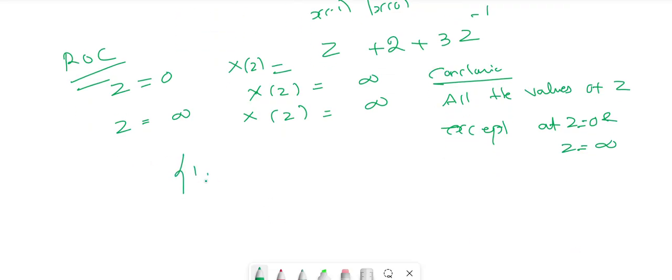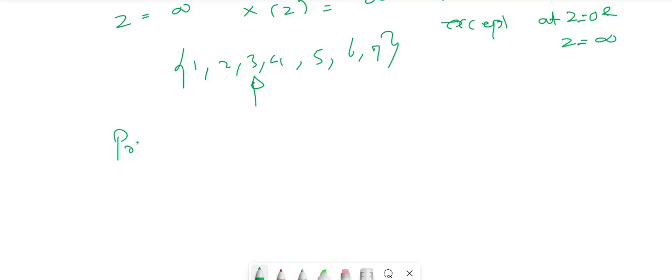So, you can take so many examples: 1, 2, 3, 4, 5, 6, 7. In this case, if the position is now this one, you write the sequence of x of z, and what is the ROC you can determine.